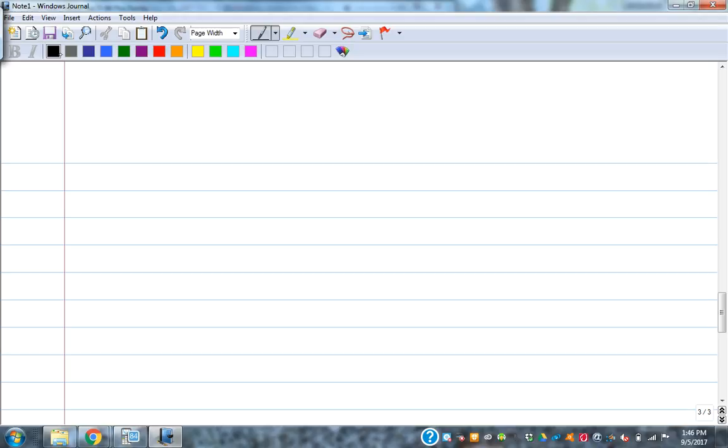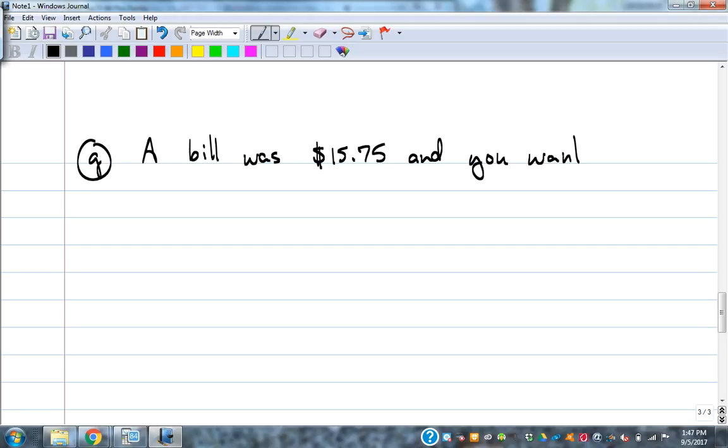Let's look at some real world applications of this. This is one of the most easily applied to everyday life things that you'll do in an algebra class: percent problems. Let's say you had a bill that was $15.75 at a restaurant, and you want to leave a tip. And let's say it's decent service, so 15% tip.